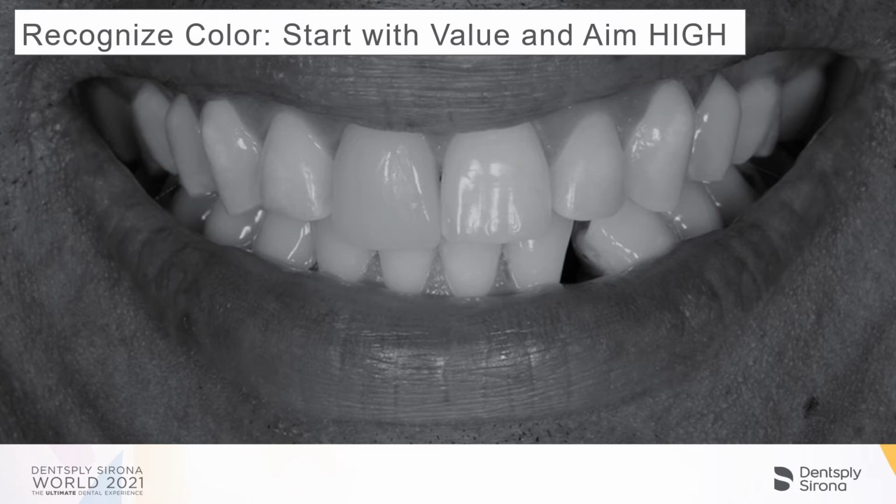Finally, let's go to the last recognized feature that we have, recognizing color. So we've gone through our other 2 C's, and let's get onto recognizing color. The reason the picture is black and white is because I want you to start with a value and I want you to aim high when you're choosing your all ceramic restorations. So value is the degree of lightness or darkness of a color.